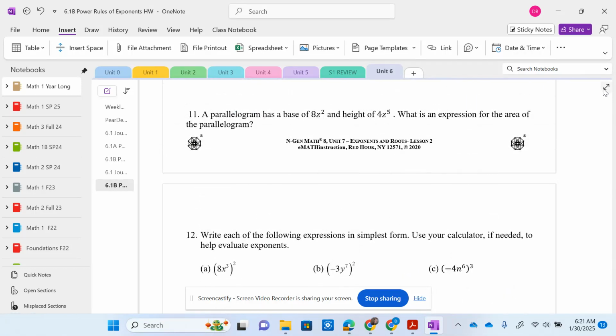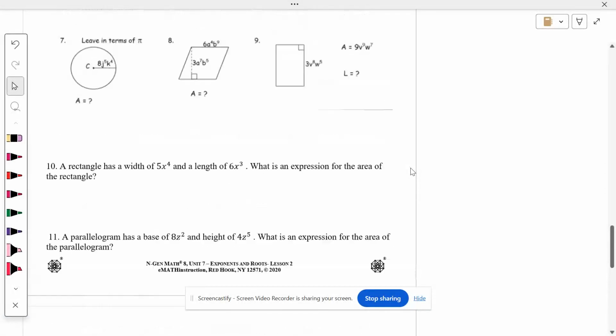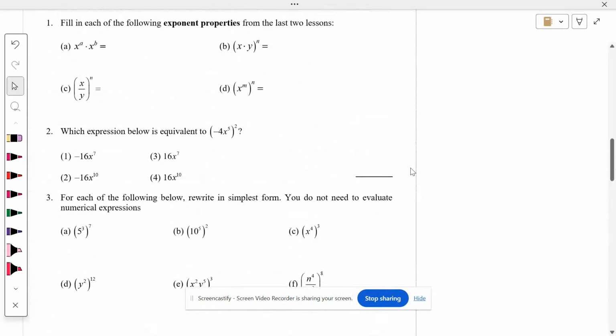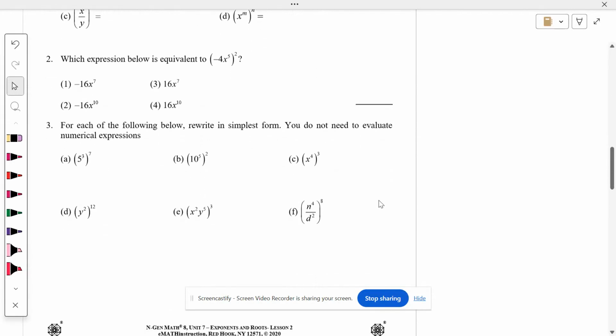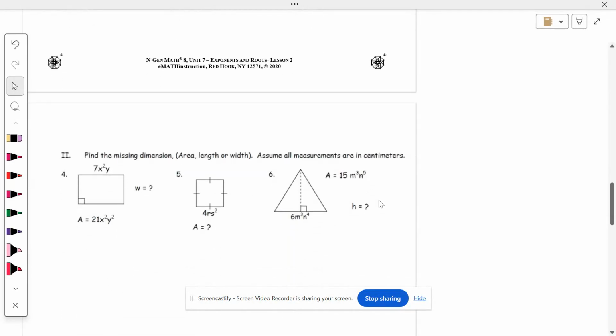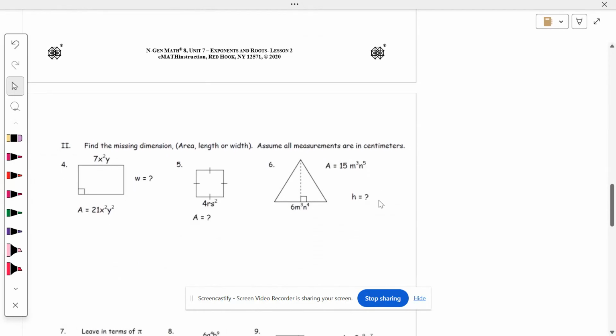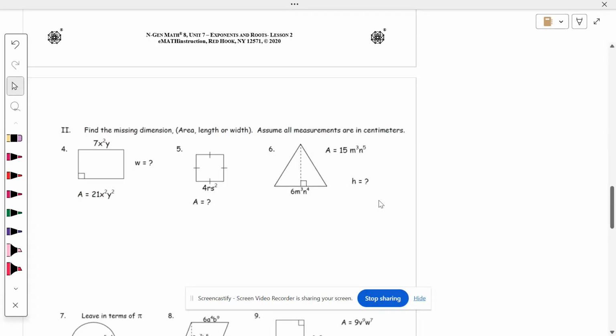So I wanted to go through some of your homework questions with you. This is your lesson 6.1b power rules. And I'm just going to do some of the harder questions. I feel like the first page is pretty easy, but I did want to do some of these geometric shapes with you because you're finding the area, or you're given the area and finding the missing measure.